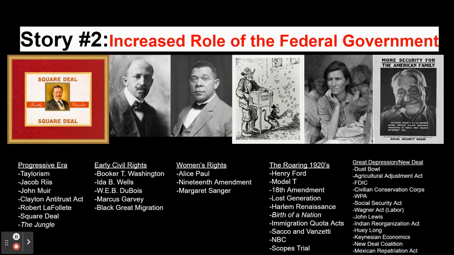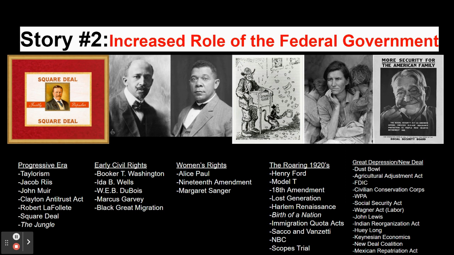Now, at the same time America's imperializing, we see kind of our second story taking place. And this is the increased role of the federal government. This is such an important story for period 7, because what's happening throughout this time period is we see the government getting more and more involved in the lives of its citizens. So before this time period, in period 6, we had kind of this laissez-faire approach by the government, in which the government kind of kept a hands-off approach, especially when it came to the economy.